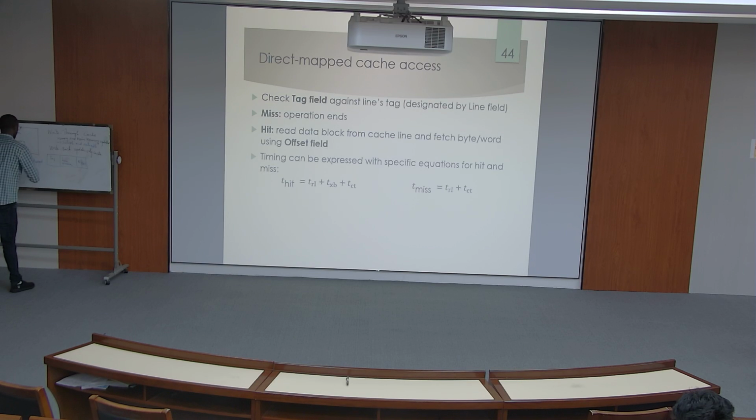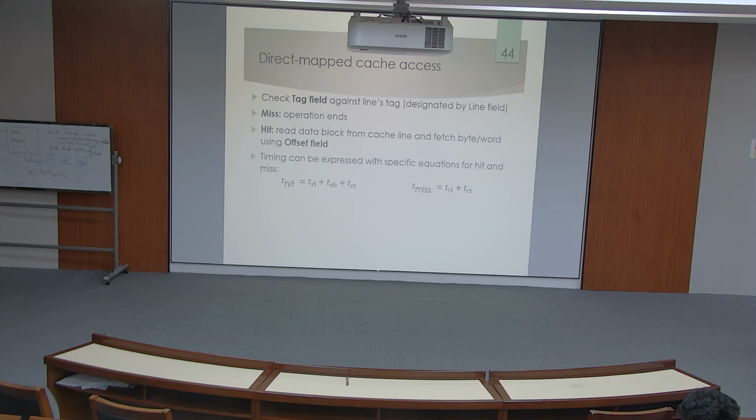We have T-hit, that is the time the system spends to return the data when the data is in the cache memory. It is the time the system takes to read the data, plus the time it takes to compare the tag. That means it has to check if the tag field from the central processing unit matches the line's tag, plus the time it uses to compare the tag field against the line's tag.